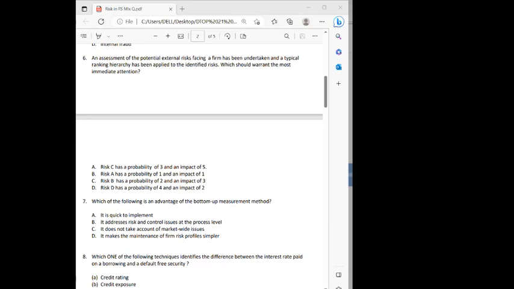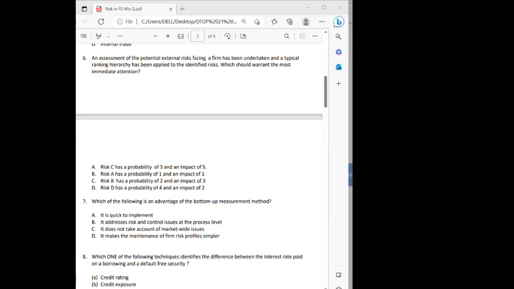Risk C has a probability of 3 and impact of 5. A has probability of 1, impact of 1. B, probability of 2 and impact of 3. D, probability of 4, impact of 2. So how do you get risk? Probability into impact. 5 into 3, 15; 1 into 1, 1; 2 into 3, 6; 4 into 2, 8. So those are the calculated risk figures.